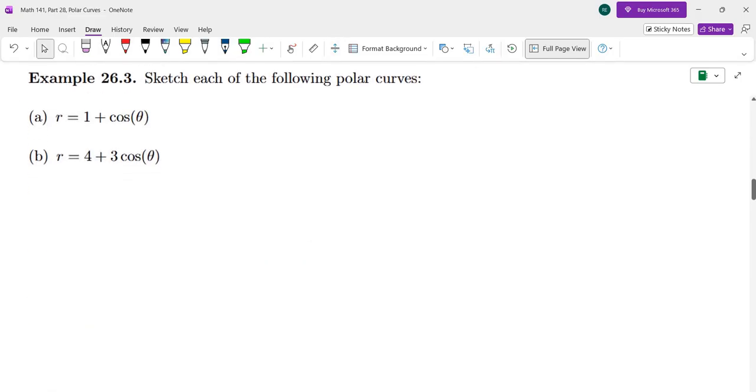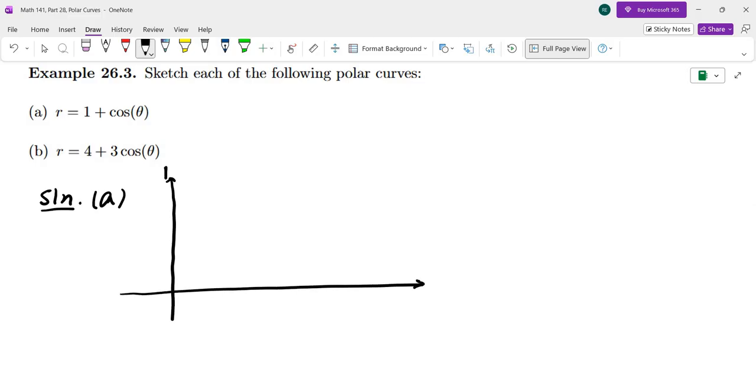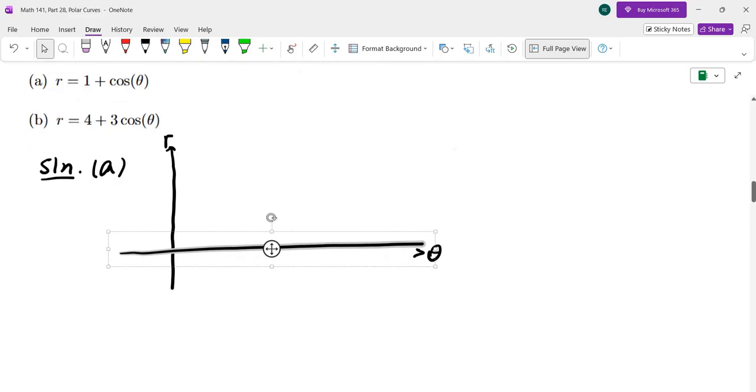Okay, so let's look at a few examples on sketching graphs. So let's sketch each of the following polar curves. So let's first look at the curve r equals 1 plus cosine of theta. So here's how we draw these types of curves. What we do is we draw the behavior of r in terms of theta on one coordinate system, and then we take that and translate it on the xy plane.